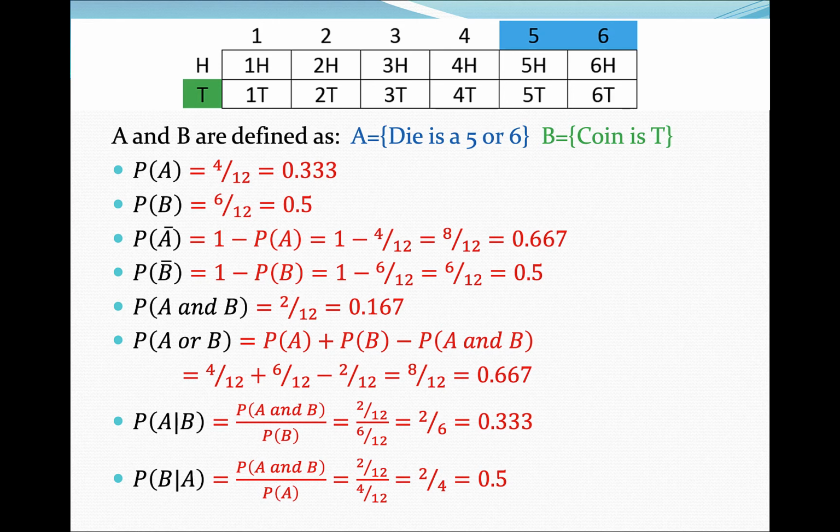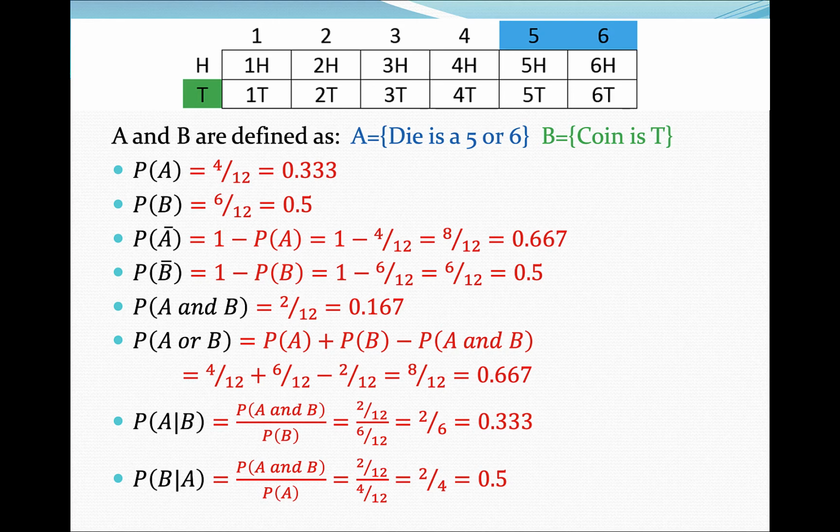You can also use the rule: take the probability of A and B, which is 2 over 12, divide by the probability of A here, because A is your condition. That's 4 over 12. You get 2 over 4, which is 0.5. So you can do that either way. So those are your 5 basic probabilities. You got to be able to calculate these. These are the simple probabilities, the complements, the ands, the ors, and then the conditions. Those are your 5 basic probabilities you have to be able to calculate.